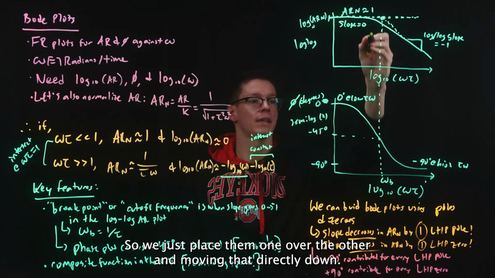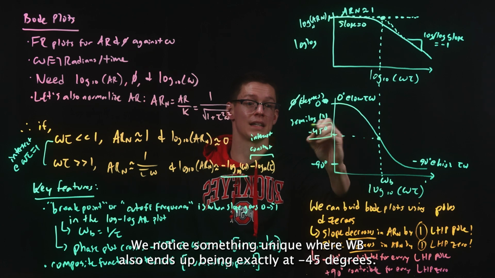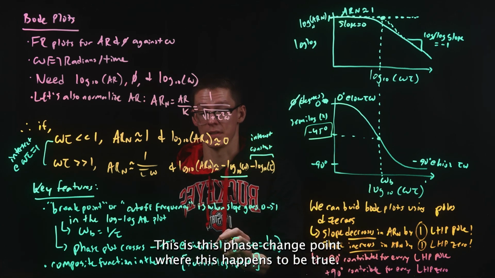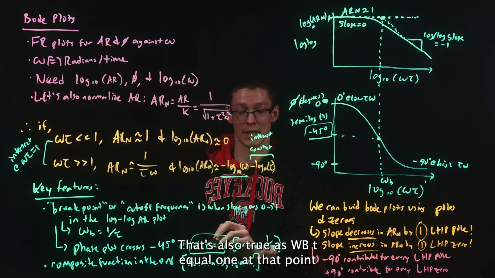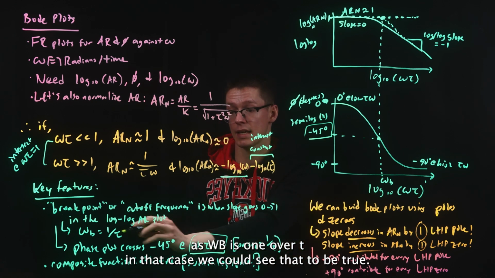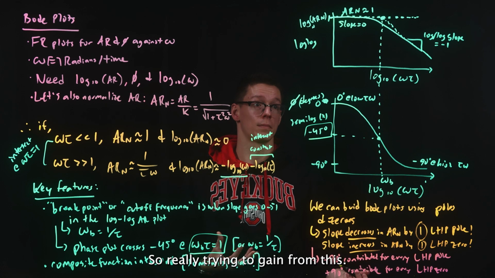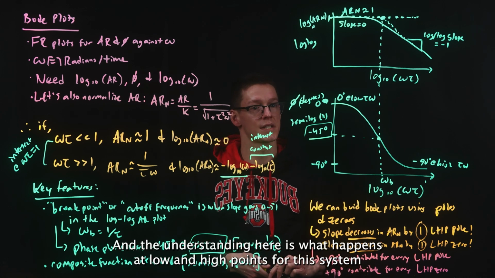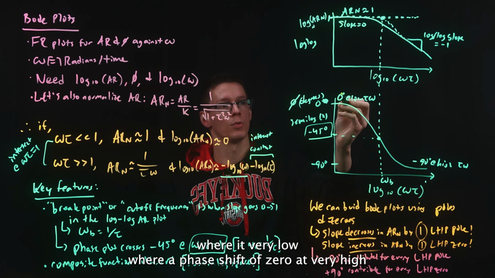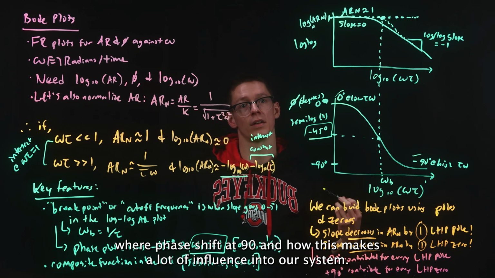And moving that directly down, we notice something unique, where WB also ends up being exactly at minus 45 degrees. This is the phase change point where this happens to be true. That's also true as WBT will equal 1 at that point, as WB is 1 over T. Ultimately, this is a composite function. What we're really trying to gain from this is the understanding of what happens at low and high points for this system, where at very low we have a phase shift of 0, at very high we have a phase shift of 90, and how this makes a lot of influence on our system.